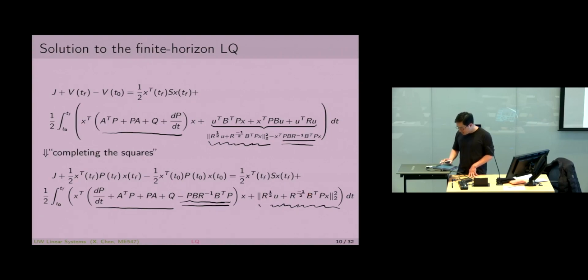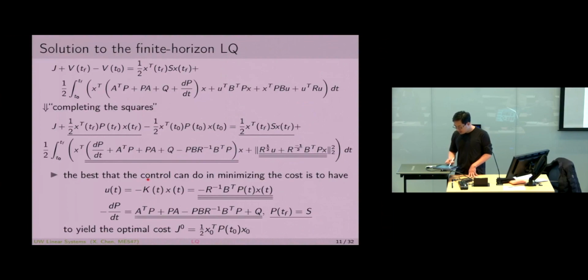So if you recognize that point, then you can see the best. I'm just copying down the equations here again. And you can see the best that the control can do in minimizing the cost is to have 3 things. First is this that we talked about. Make this to be 0, which gives us this control law. You can see if control law U equals negative of R inverse times B transpose PX, then it's going to cancel out everything in this part. So that's the good news.